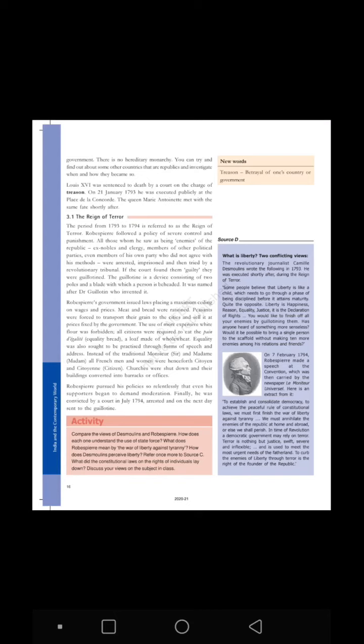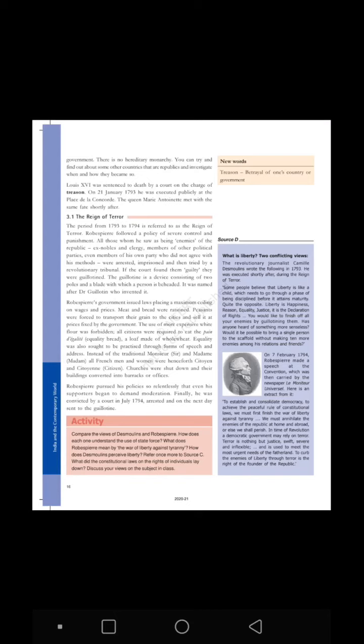Louis XVI was sentenced to death by a court on the charge of treason. On 21st January 1793, he was executed publicly at the Place de la Concorde. The Queen Marie Antoinette met with the same fate shortly after. The reign of terror. The period from 1793 to 94 is referred to as the reign of terror.